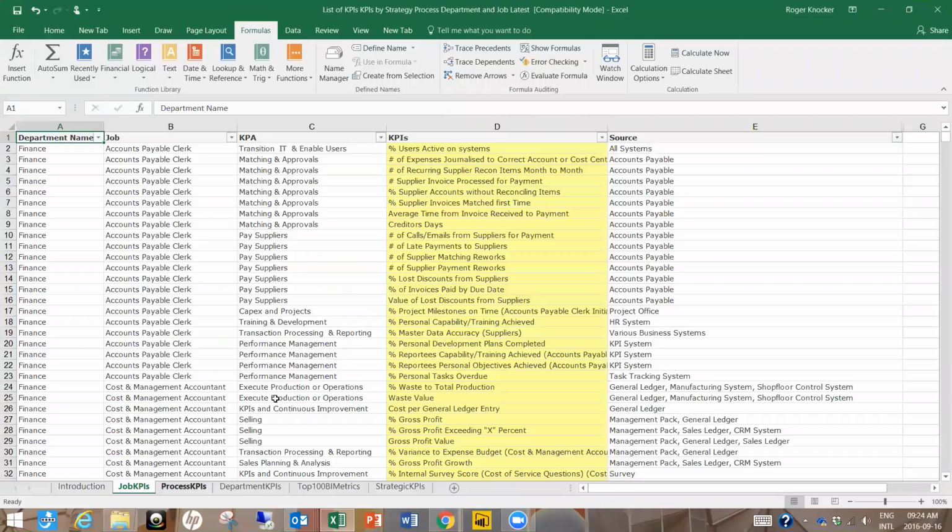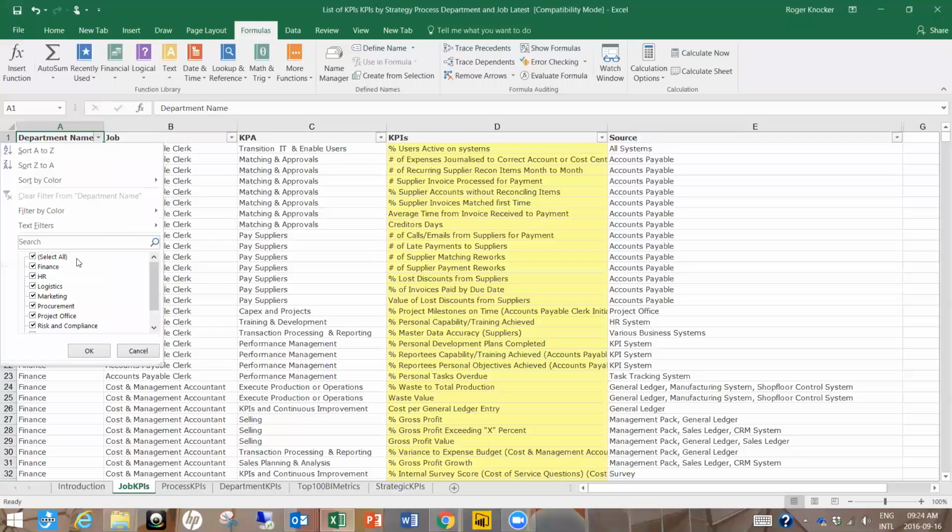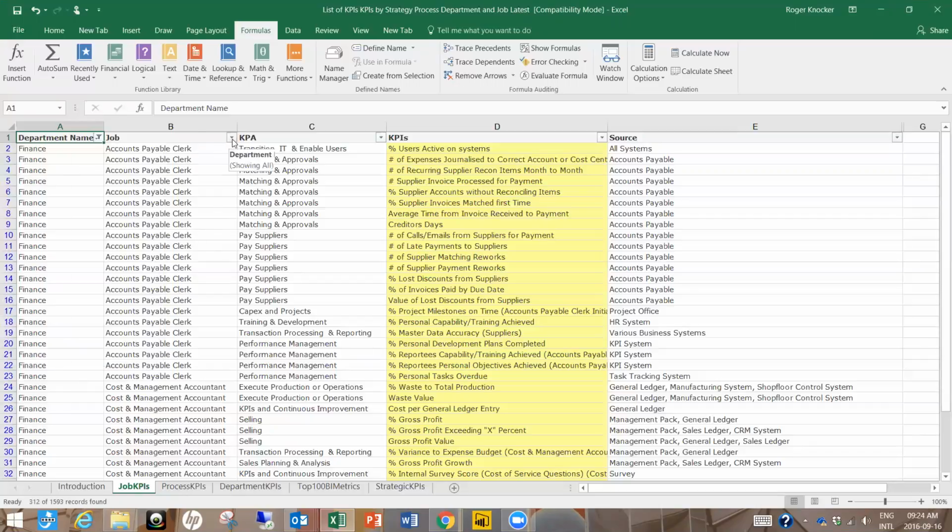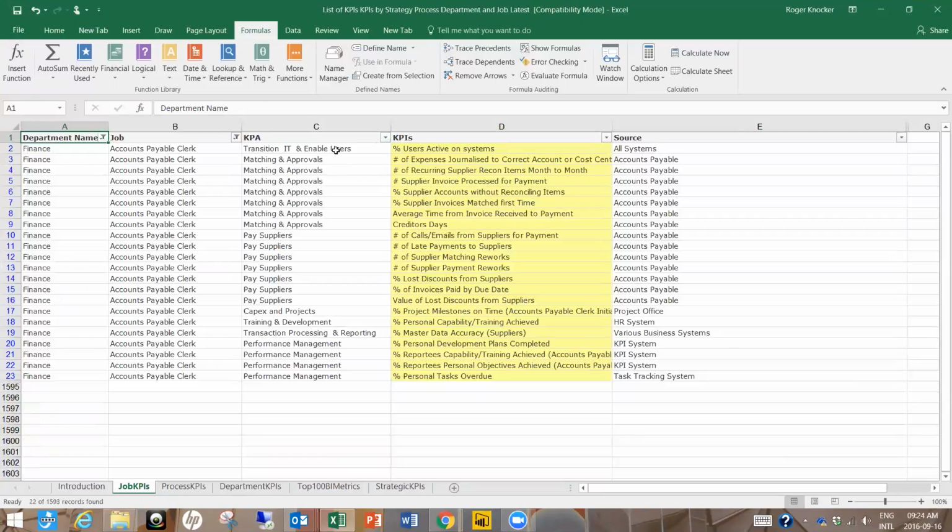So the first category is we're looking for a specific job. Let's say, for example, I work in finance, so I filter on finance, and I'm looking for an accounts payable clerk. I'm going to click on accounts payable clerk, and you will see the KPA. The KPA means the process where the KPI is coming from. The items in column D, the yellow cells, are actually the KPIs, so percentage of active users on the system, number of expenses journalized to correct account or cost center, number of supplier invoices processed for payment, etc. So these are the KPIs that we would expect to find for an accounts payable clerk.